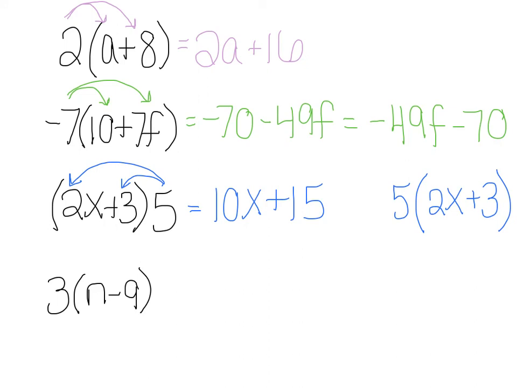Finally, we have 3 times n minus 9. So we're going to multiply 3 times n, and we're going to multiply 3 times negative 9. 3 times n is 3n, and 3 times negative 9 is negative 27. And so we get 3n minus 27. And that is the distributive property. You'll be using it a lot to solve equations, among other things. So it's a very important property, as is combining like terms.